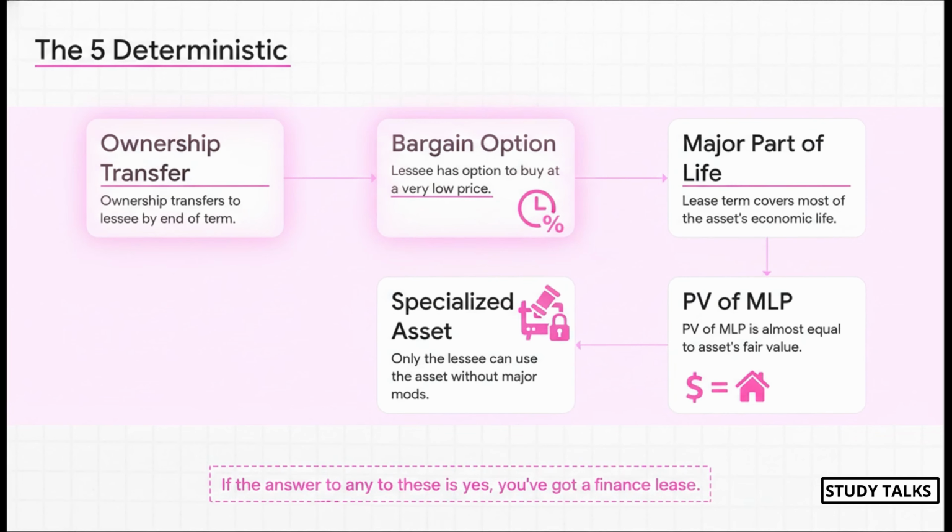So here it is. This is your exam checklist. The 5 heavy hitters. You have to check these first. 1. Does the legal ownership transfer to the lessee by the end? 2. Does the lessee have an option to buy the asset at a ridiculously low price, a bargain purchase option? 3. Is the lease term covering a major part of the asset's economic life? 4. Is the present value of the MLP pretty much equal to the asset's fair value? And 5. Is the asset so specialized that only the lessee can really use it? If you can say yes to any one of these, you've got yourself a finance lease.